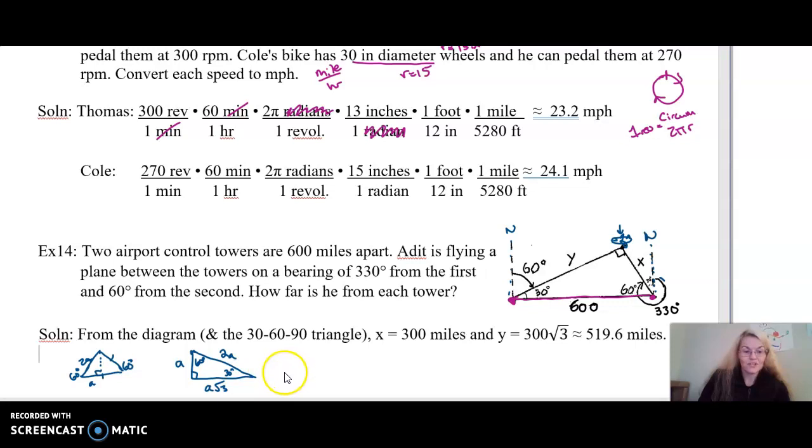So to finish off, what's x? Well, in this case, x is half my hypotenuse. So if I have 2a equal to 600, then a would be 300, so that's my x, 300 miles. And then y would be just 300 times the square root of 3, which is about 519.6 miles.